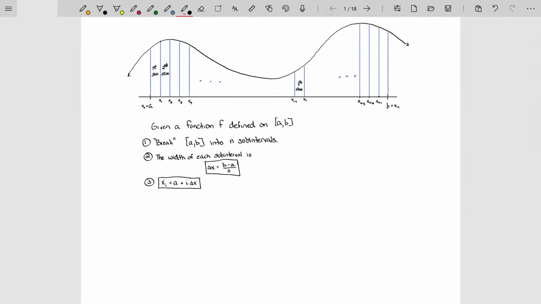Now, let's suppose that we want to add up the area over this entire interval from a to b.